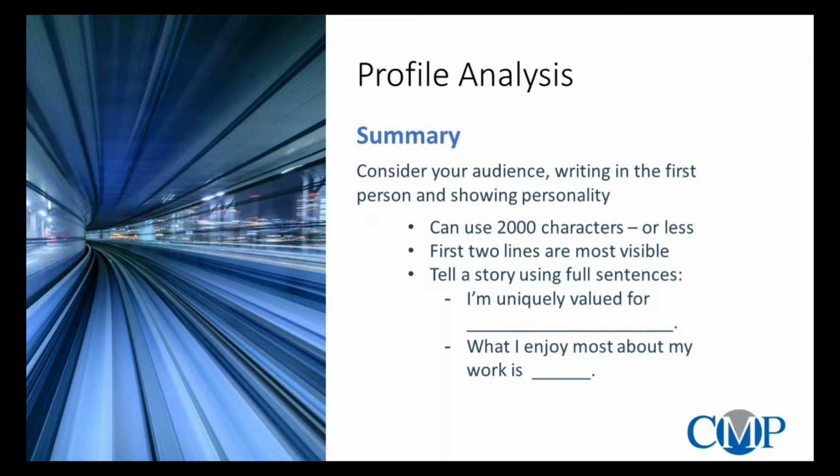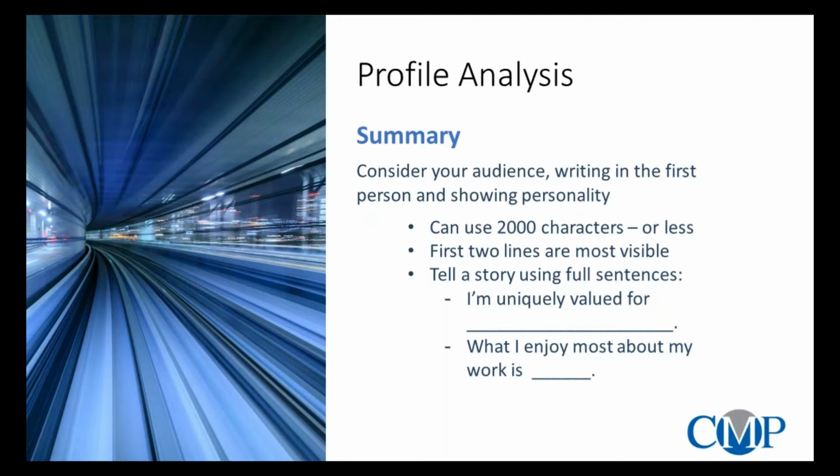The summary function, which is the second thing in line after your headline, you'll want to consider your audience and write it in the first person so that you can show a little bit of personality. This is where you're picking up the narrative or the reader-friendly nature of a good profile. You can use up to 2,000 characters. You'll want to add to the qualification summary of your resume so that people are seeing more than just support of your positioning statement.